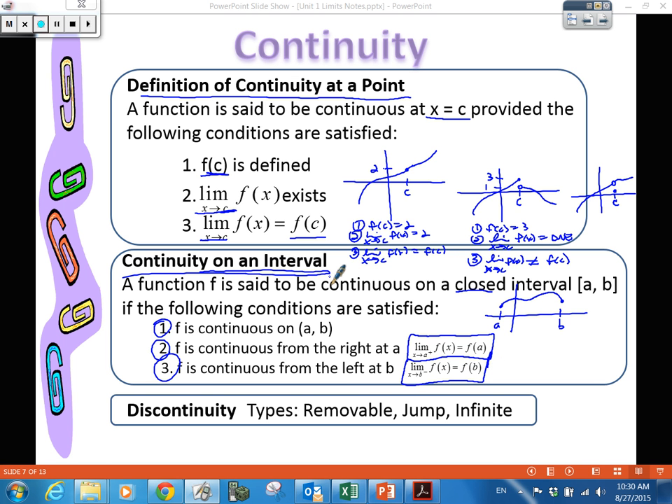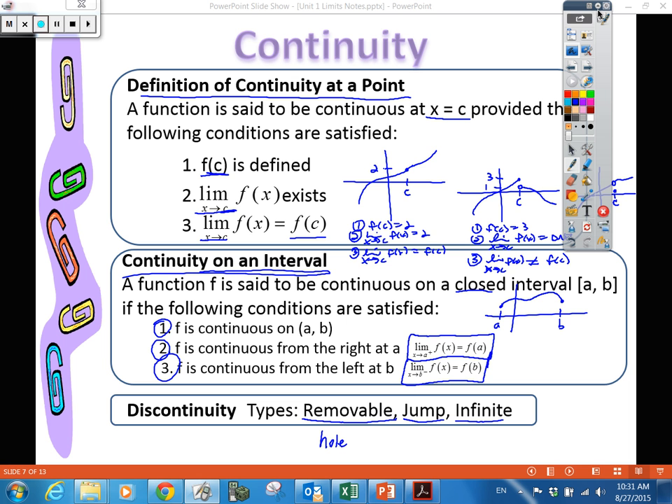All right, the last thing on this slide is talking about the different types of discontinuity. We have a removable discontinuity, which is a hole. It's really the only removable one that we have. We have a jump discontinuity, and we have an infinite discontinuity. And let me show you examples of each one. I'll draw them up here for you.